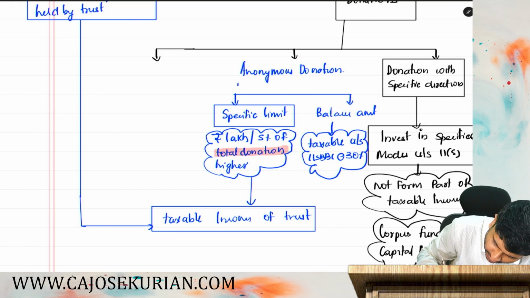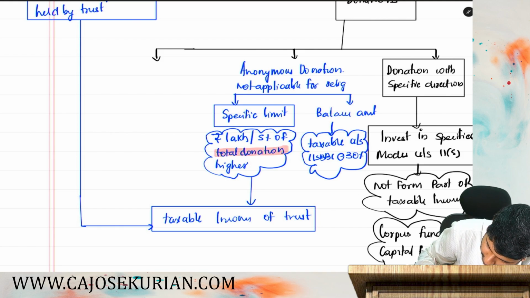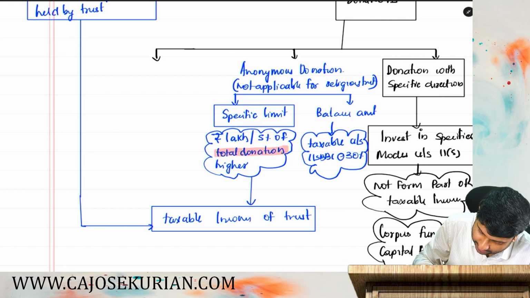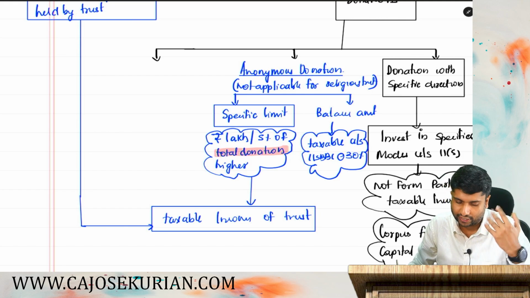So, we can write: not applicable for religious trust. It is only applicable for what? Charitable trust only, not applicable for religious trust.